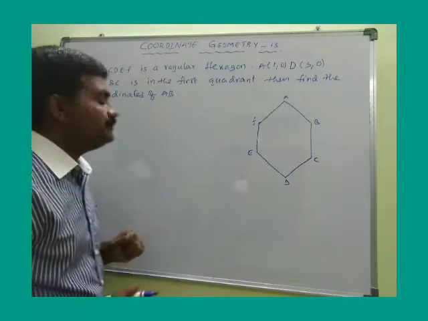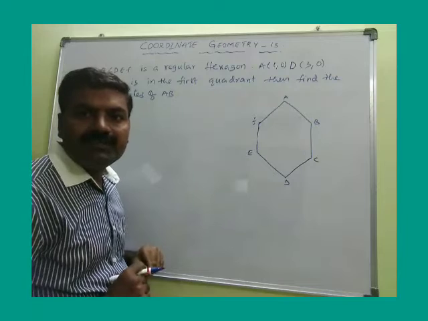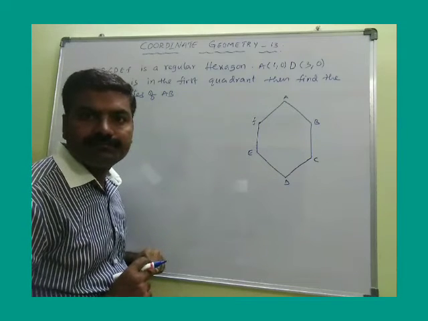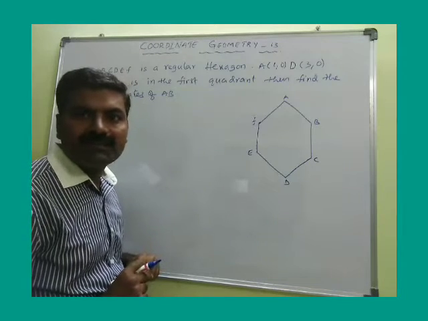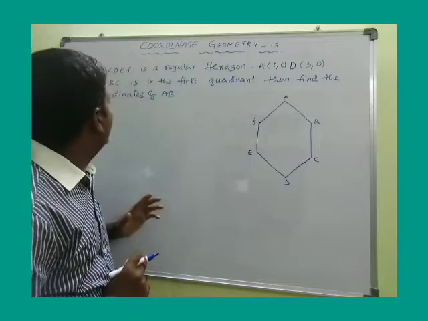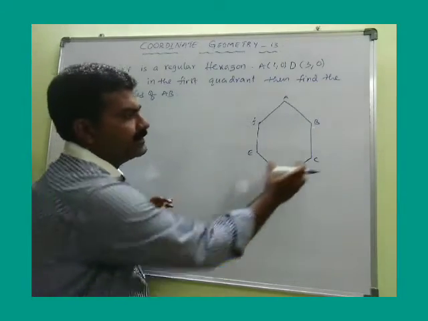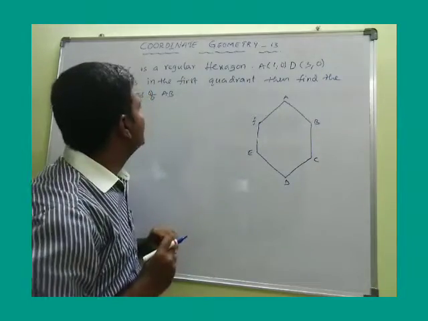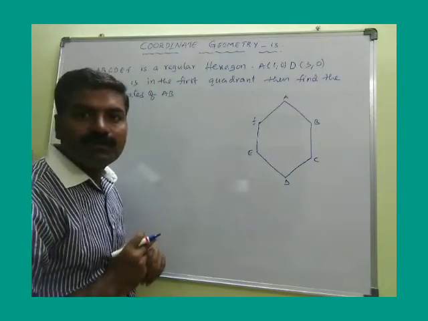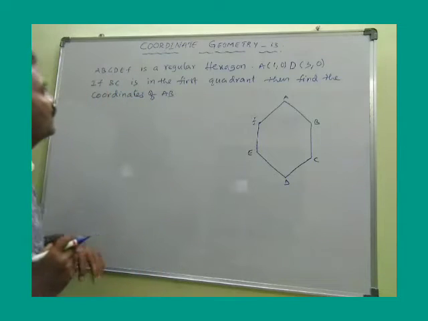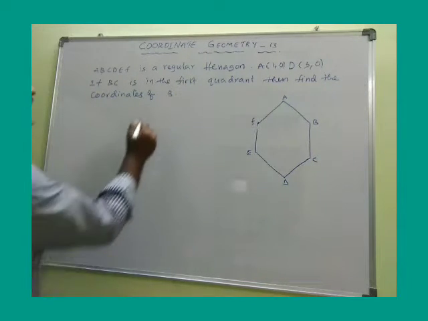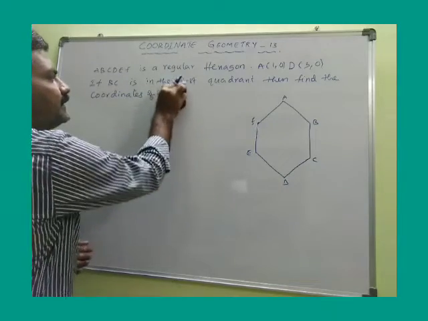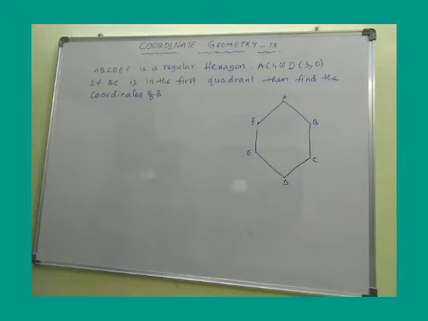So coming to the next problem. ABCDEF is a regular hexagon. Capital A is (1, 0) and capital D is (3, 0). If BC is in the first quadrant, then find the coordinates of capital B. A is anyhow provided, right?